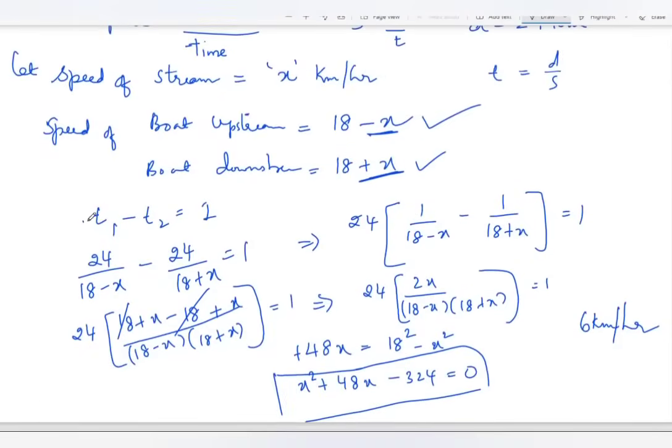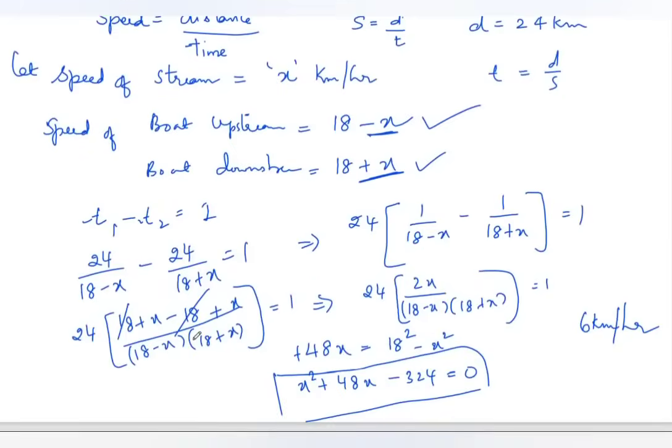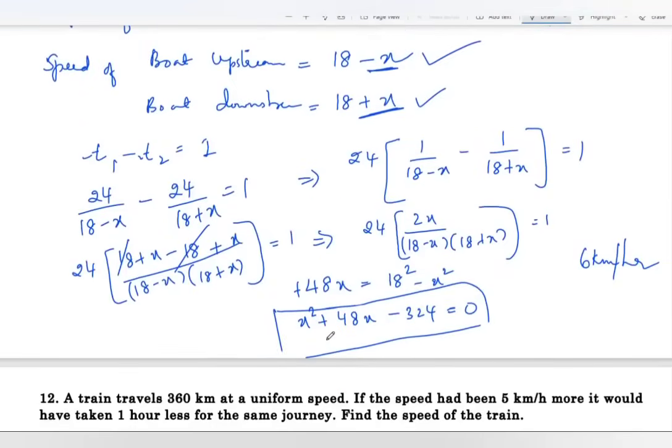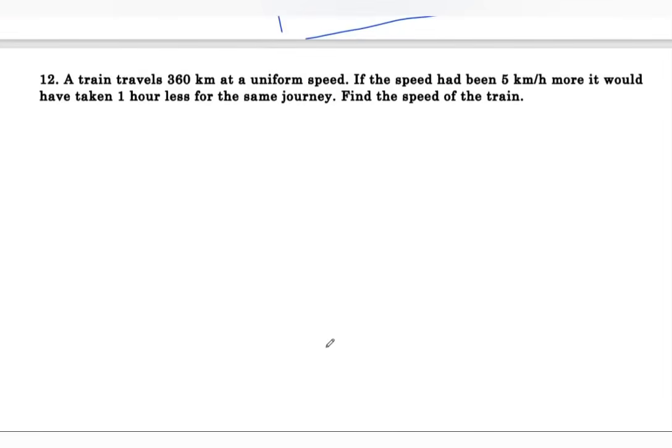The difference of time taken, upstream minus downstream, is 1. t1 for upstream is distance 24 by speed 18 minus x, minus 24 by 18 plus x. If we simplify, we get the quadratic equation x square plus 48x minus 324 equals 0. Solve this by the factorization method or the quadratic formula method, and we get the speed of the stream as 6 kilometers per hour.